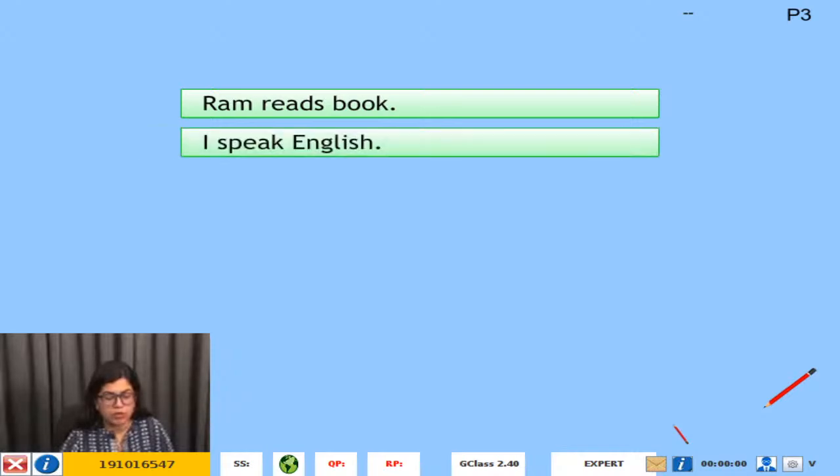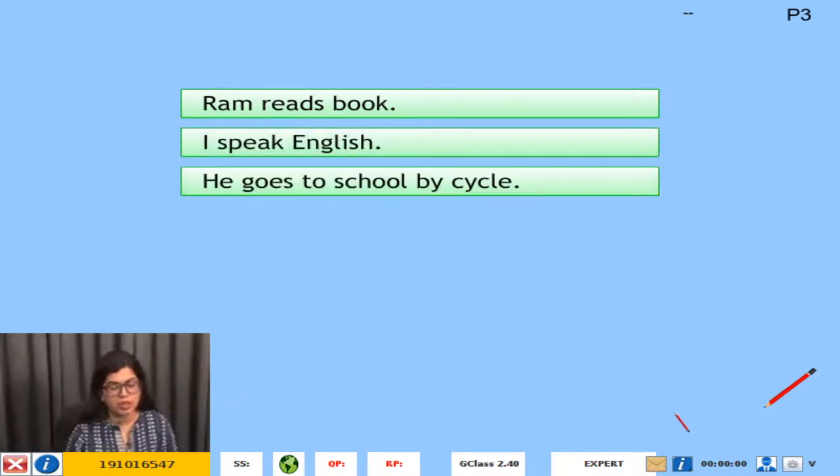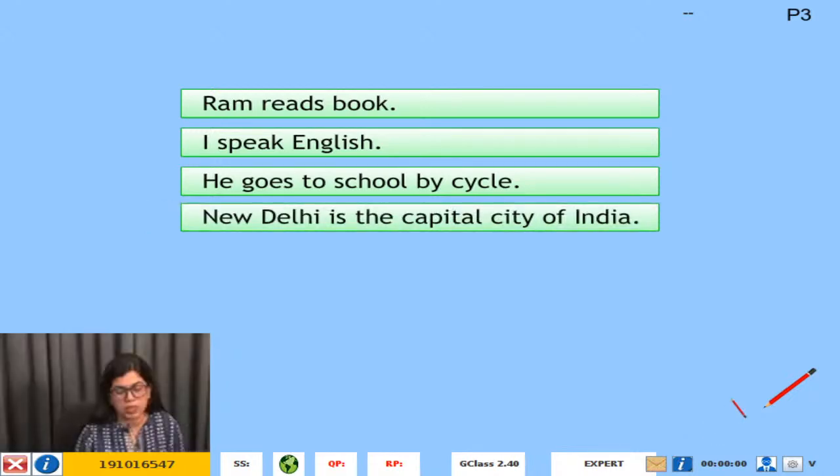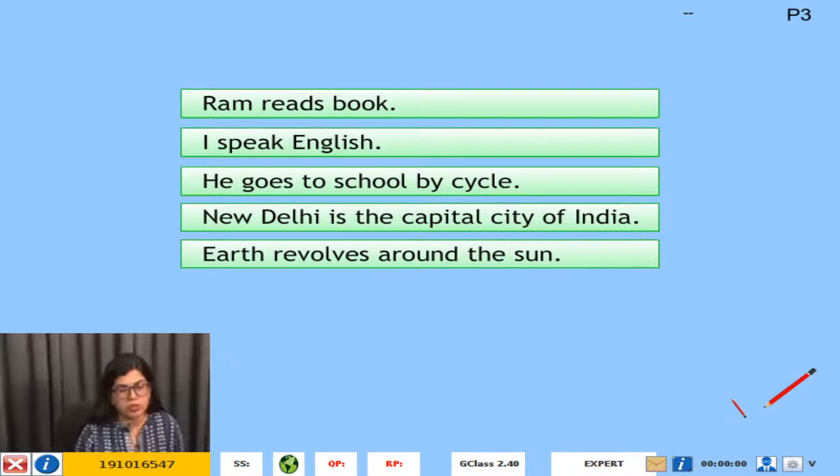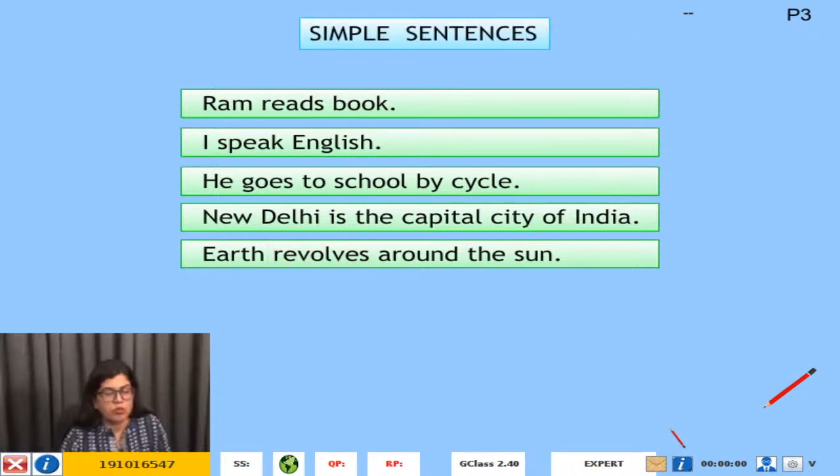Okay, so now let us look at the sentences. Ram reads a book. I speak English. He goes to school by cycle. New Delhi is the capital city of India. Earth revolves round the sun. Okay, now let us look at these words. Reads, speak, goes, is, revolves. Okay, so what are these words? Can you say? Yes. So these are what? Verbs, isn't it? And all these sentences consist of one verb each. Okay. So they are simple sentences.